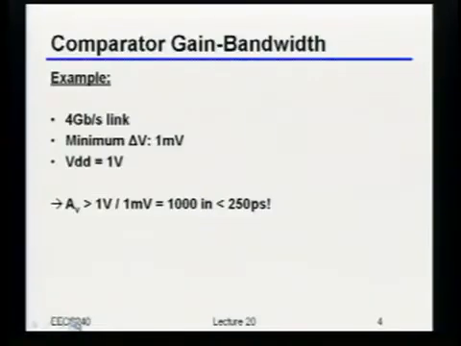So let's say we want to make sure that it resolves, even if I put in just a 1 millivolt difference around the threshold. I want it to resolve all the way back up to the power supply. In this particular case, let's say that my VDD is 1 volt. So what I need is a gain of 1 volt over 1 millivolt, in other words, 1,000. And since I want to run this at 4 gigabits per second, I better do that in less than 250 picoseconds.